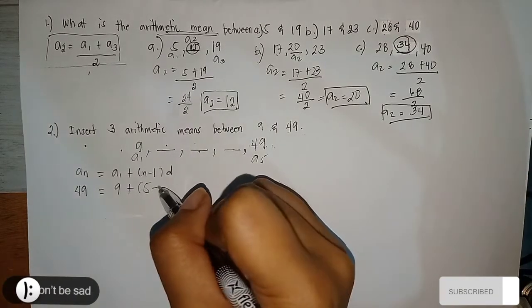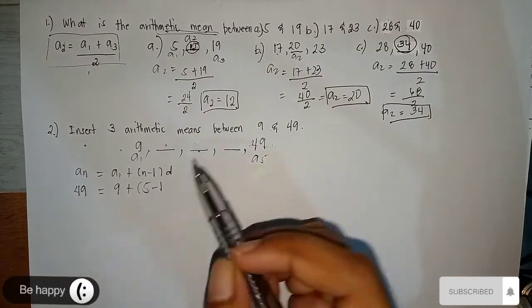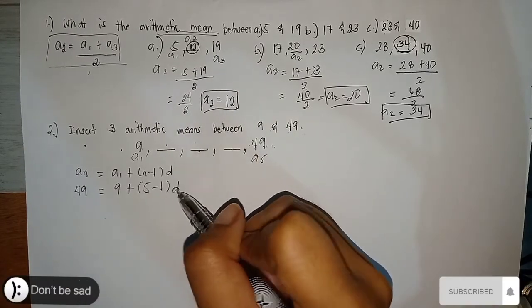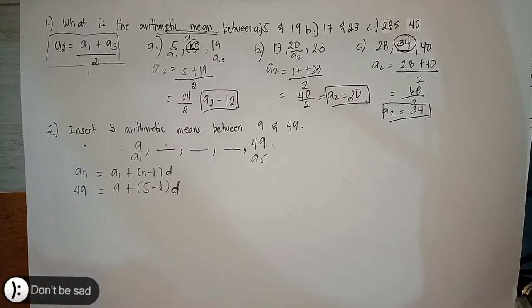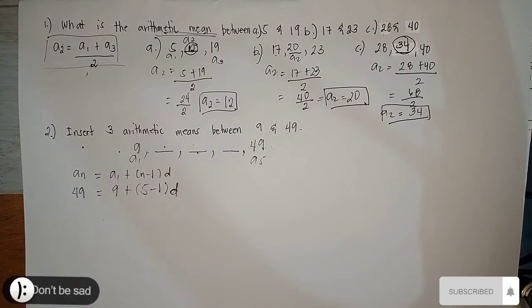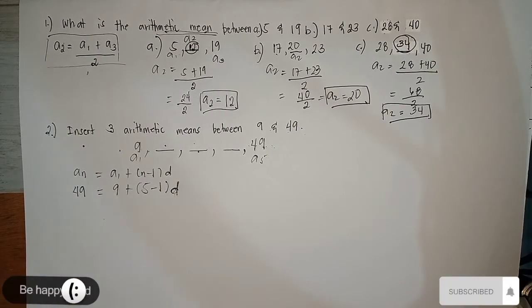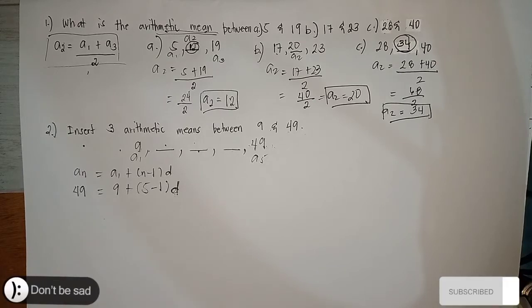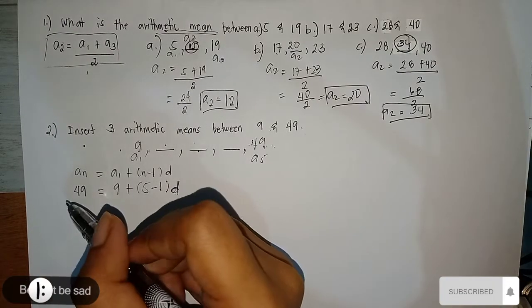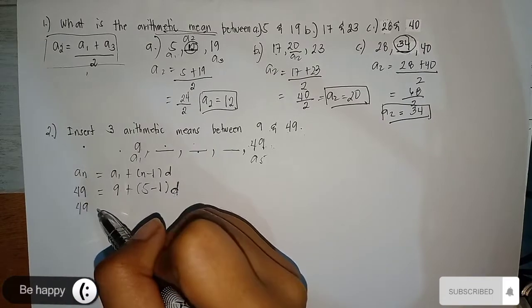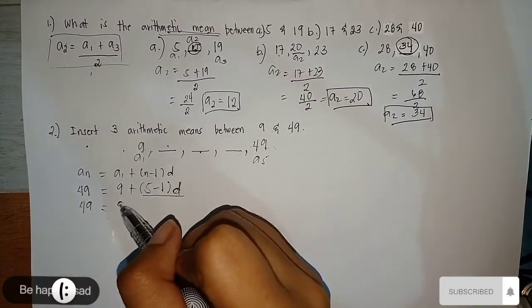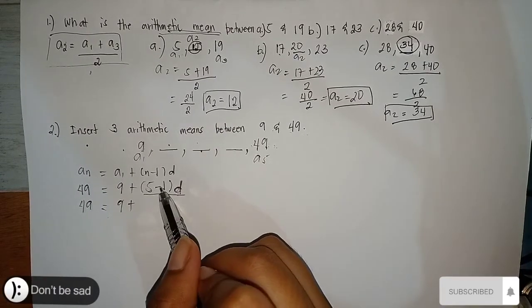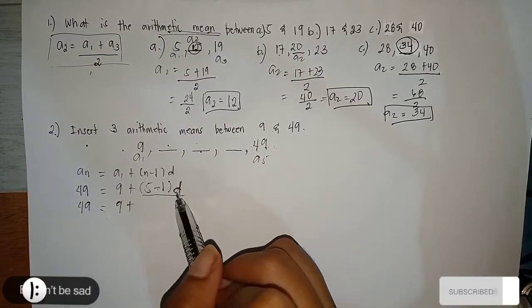Okay? Minus 1, automatic ang minus 1, nandyan na yan ha, times d. So, dahil nga si d, or si common difference yung hinahanap natin, so hindi natin siya kailangan lagyan ng value. And then right after that, you're just going to perform the operation or simplify. Ibaba lang natin si 49. Unahin nyo palagi yung may parenthesis yan. 9 plus 5 minus 1 is 4 times d.